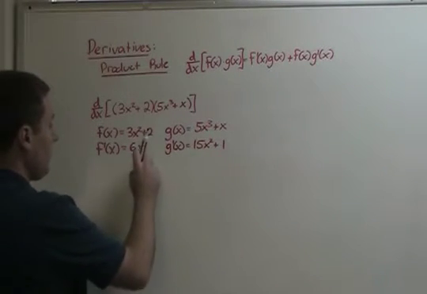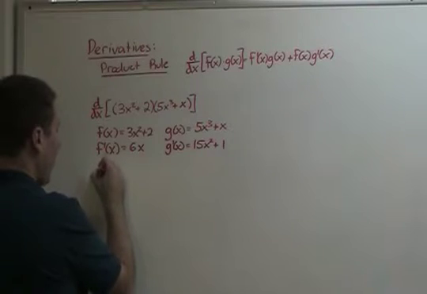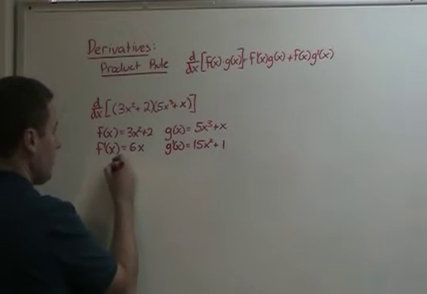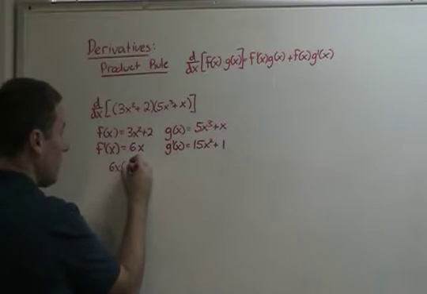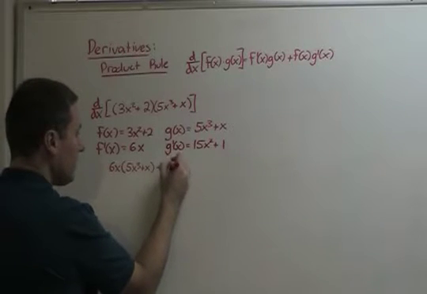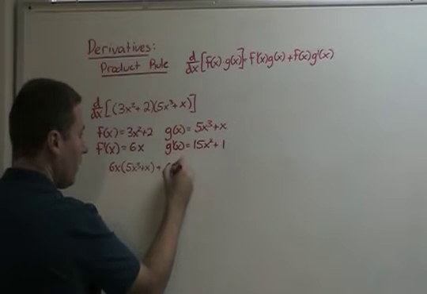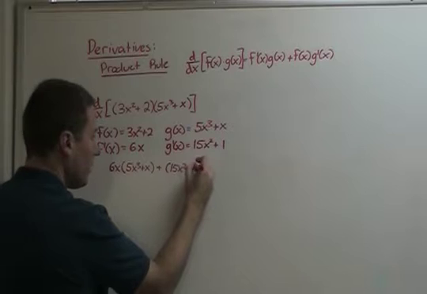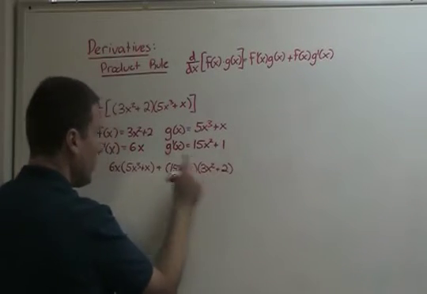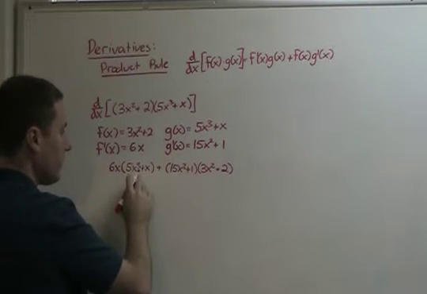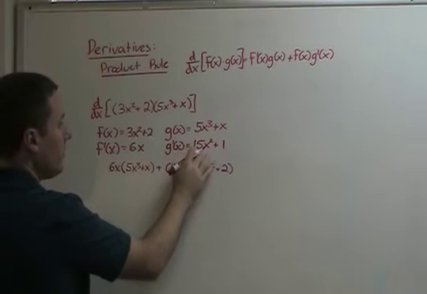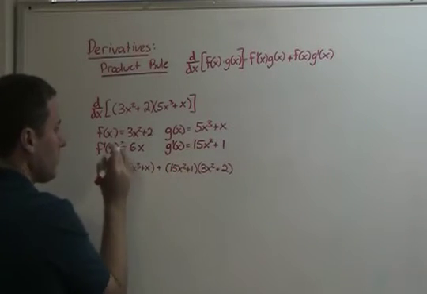Anyway, it's going to be f prime times g, so that's 6x times 5x cubed plus x, plus 15x squared plus 1 times 3x squared plus 2. That's this diagonal, 6x, 5x cubed plus x, plus this diagonal, 15x squared plus 1 times 3x squared plus 2.